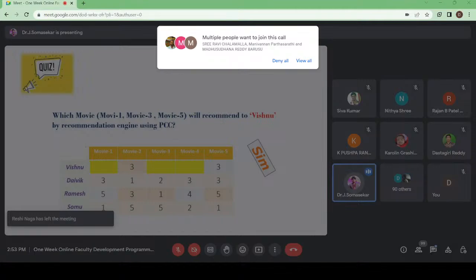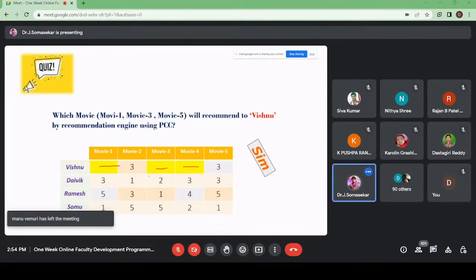We have 5 movies, movie 1, movie 2, movie 3, movie 4, and we have 4 users, and these ratings are missing. Movie 1 rating is missing, movie 3 rating is missing, movie 4 rating is missing for Vishnu. So these are the 3 ratings missing. Now we have to decide which movies we are going to recommend to Vishnu. That is the objective. So out of movie 1, movie 3 or movie 4, which movies are we going to recommend?